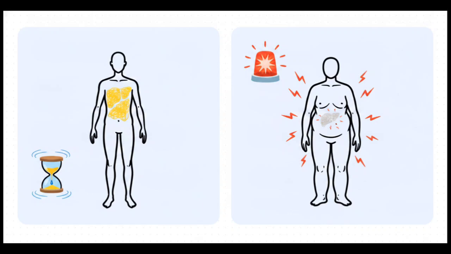Kwashiorkor, on the other hand, is an acute, severe catabolic protein loss. This is triggered by massive stress. Think a major burn or trauma. It rapidly depletes those visceral proteins, which results in hypoalbuminemia and that classic generalized edema.